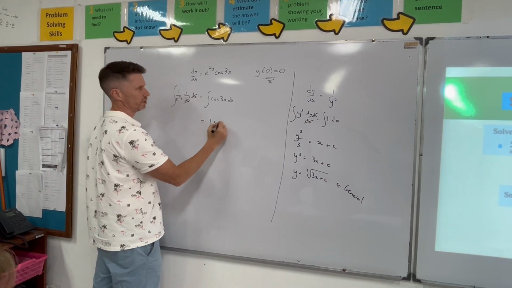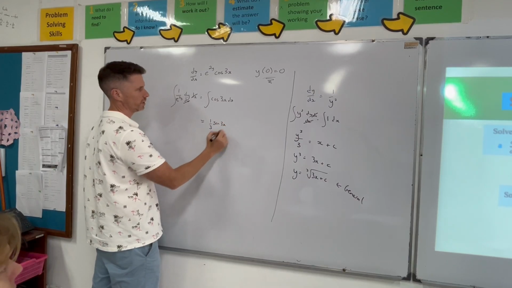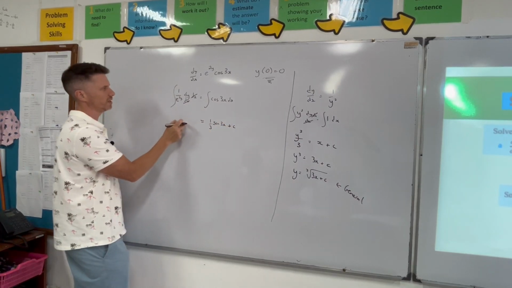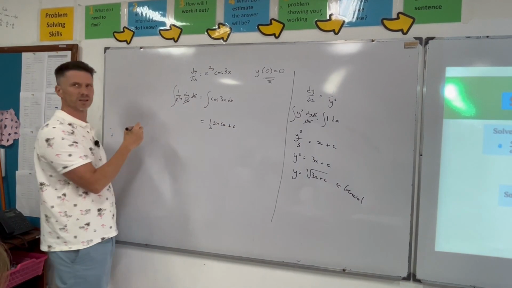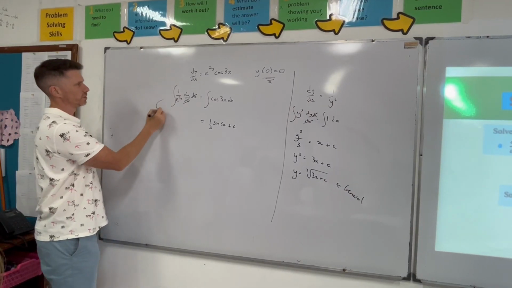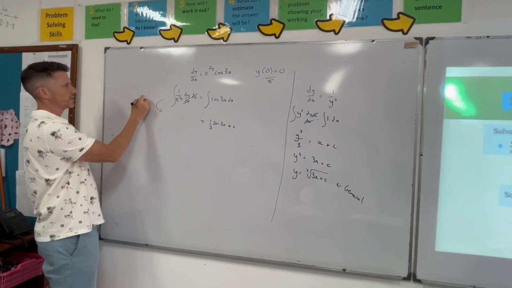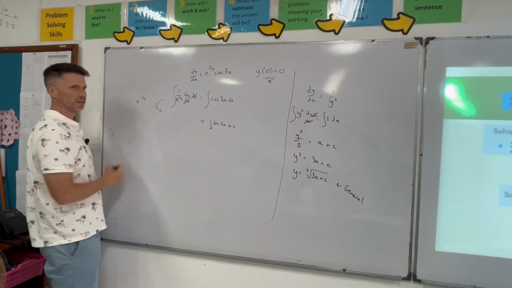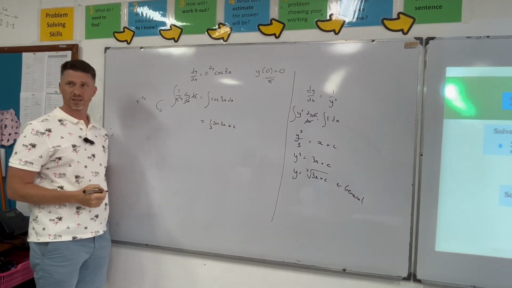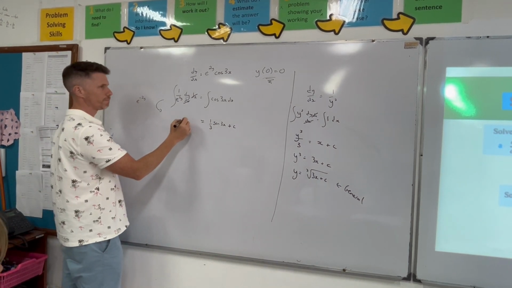Sine, so 1/3 sine 3x, or if you want over 3, plus c. This one then, what do I do here? E to the negative 2y. Yes, so I'll just write a little in-between step here. E to the negative 2y, what's the integral of that? E to the negative 2y over negative 2.